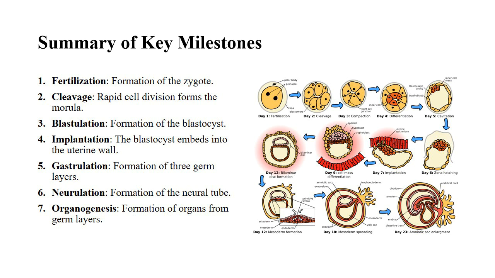Implantation. The blastocyst embeds into the uterine wall. Gastrulation. Formation of the 3 germ layers. Neurulation. Formation of the neural tube. Organogenesis. Formation of organs and tissues. These milestones are critical for the proper development of the embryo and set the stage for further fetal development.